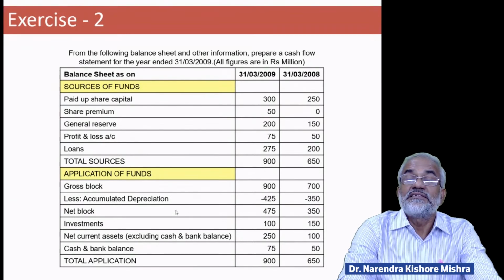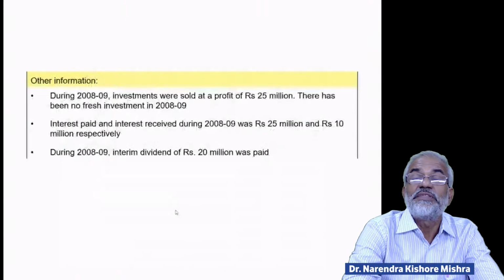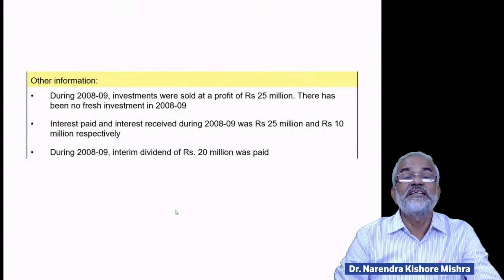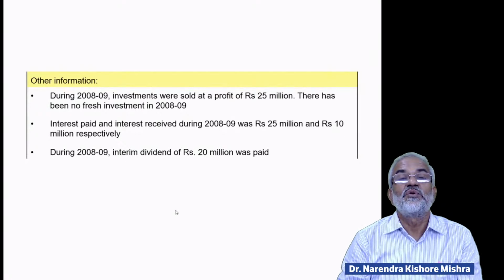The figures are in millions. 900 as on 31st March 2009, and the totals of the assets and liabilities as on 31st March 2008 is 650. Some additional information is given: during the year 2008-9, investments were sold at a profit of 25 million, and there has been no fresh investment in 2008-9.